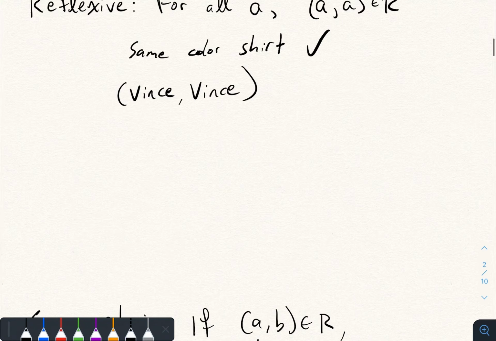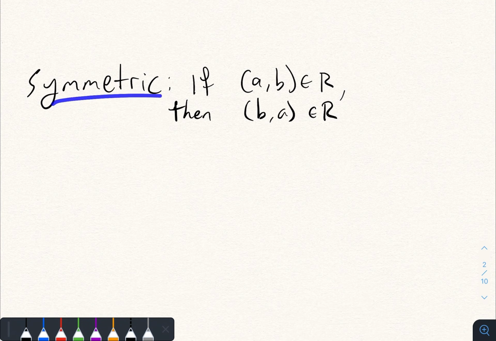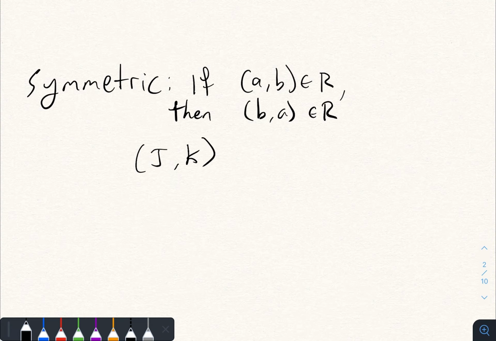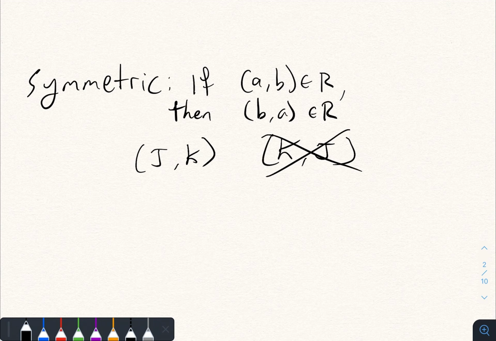All right. There's also the symmetric property, meaning that if A comma B is in the relation, then B comma A must also be in the relation. So in our earlier example, we said, oh, John likes Kathy, but maybe Kathy does not like John. If that is true, then that would violate the symmetry property. Okay. So we would say the person X likes person Y relation would not be symmetric.